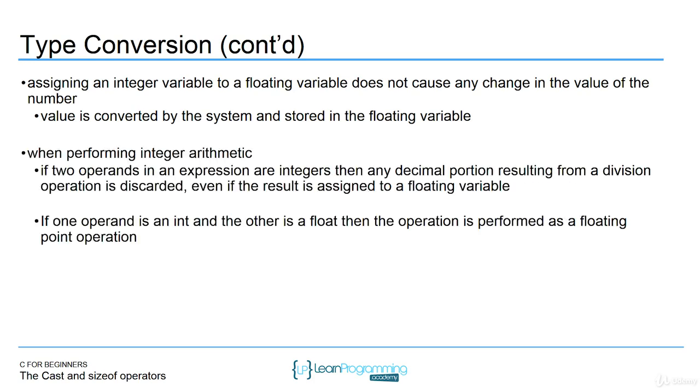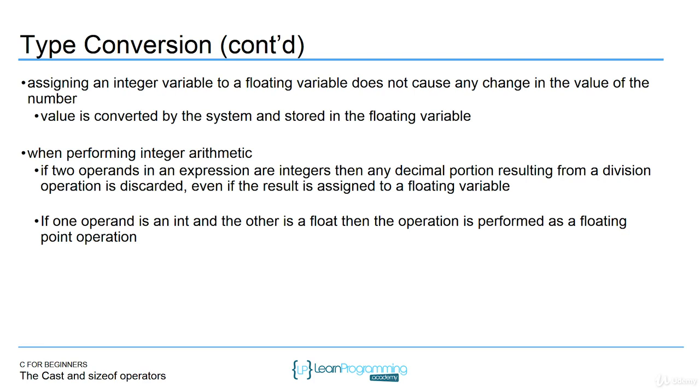When you perform arithmetic on integers, and this is different than just assigning a value into a float or a float to an int, this is when you have an expression, you're doing some addition, some subtraction, whatever the case may be. You have two operands, and one operand can be an int, one operand can be a float. You have to know what conversion is happening. So if you have two operands in an expression and they're both integers, then any decimal portion resulting from a division operation is discarded.